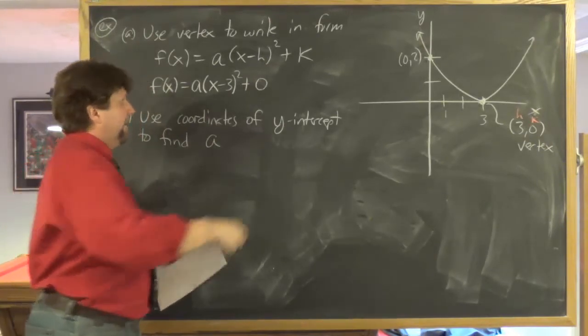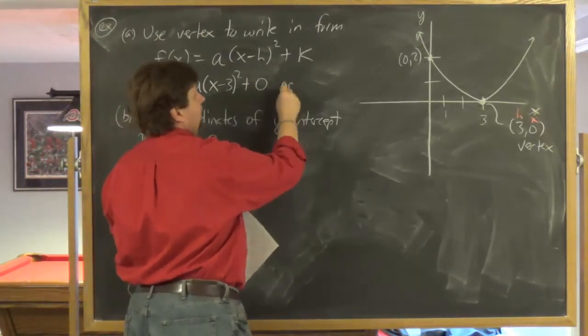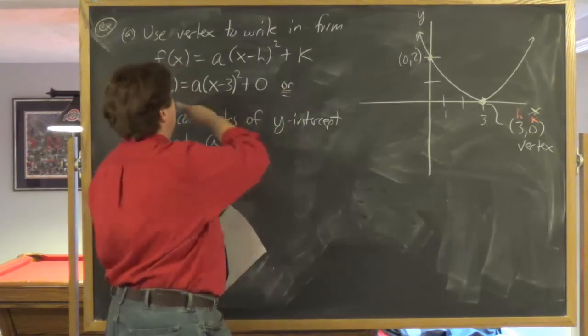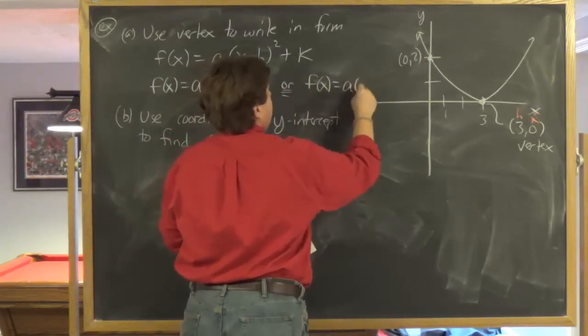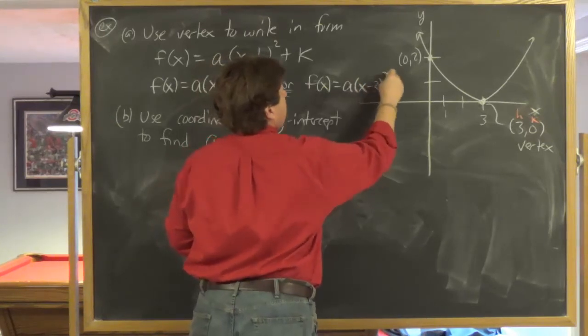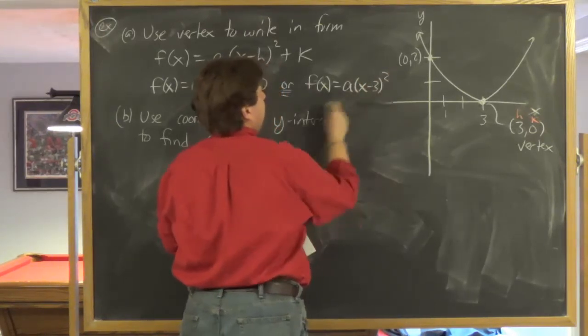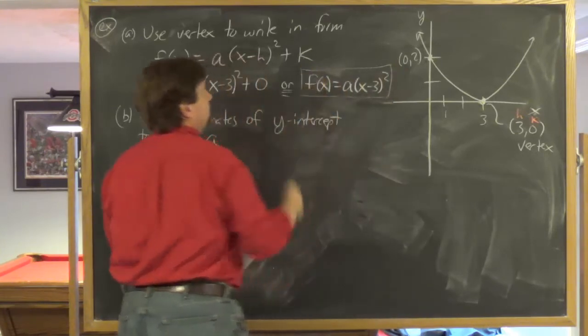If you like, and I think it looks a little cleaner, a little crisper, why not just write that as a times x minus 3 quantity squared? I mean, that looks a little cleaner, don't you think?